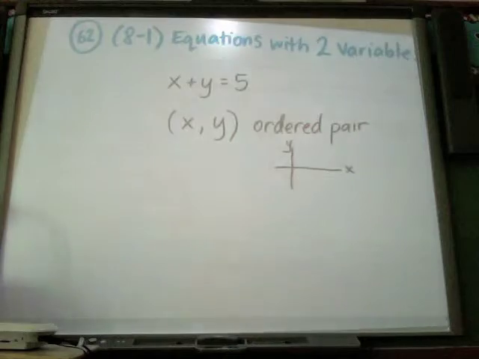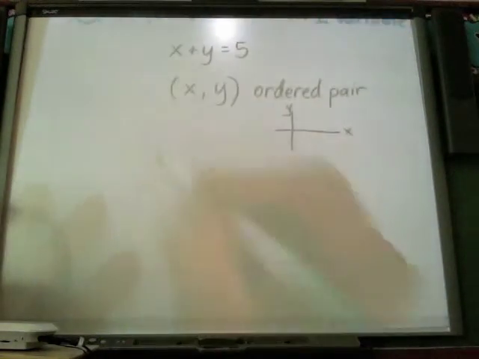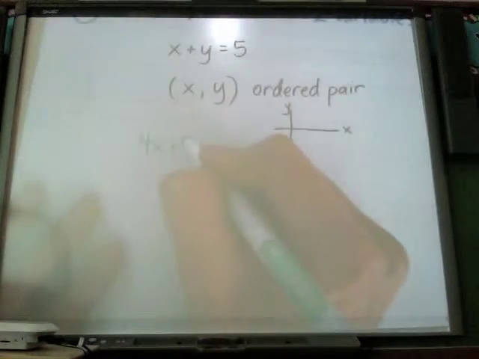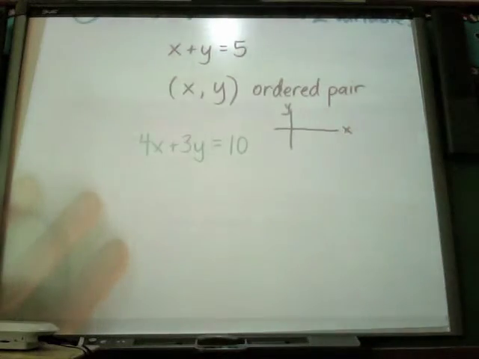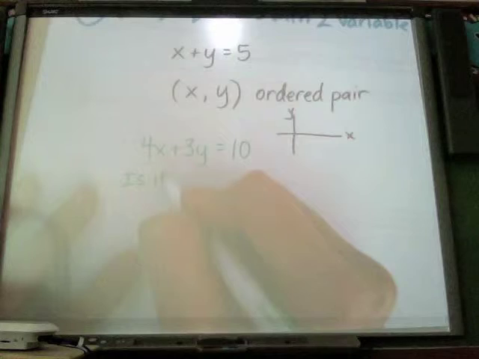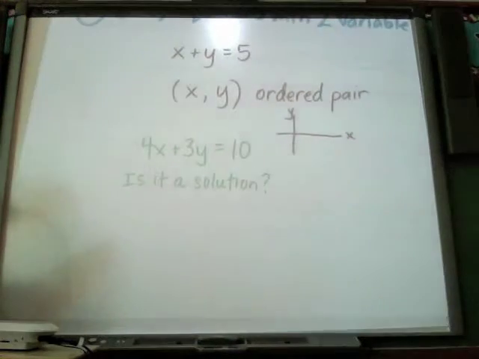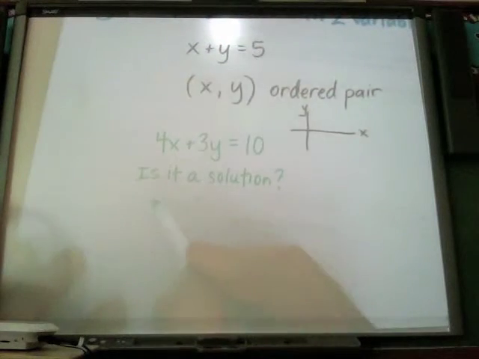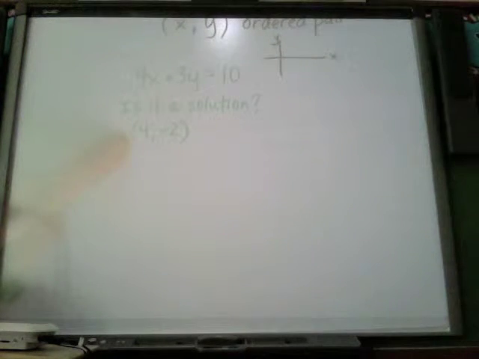Now, what you're going to be given today to start with is you'll be starting with an equation. For example, 4x plus 3y equals 10. And then you're going to be asked whether a particular ordered pair is a solution. So for example, 4, negative 2 as our first pair. Is 4, negative 2 a solution? When I say it, I mean this ordered pair.